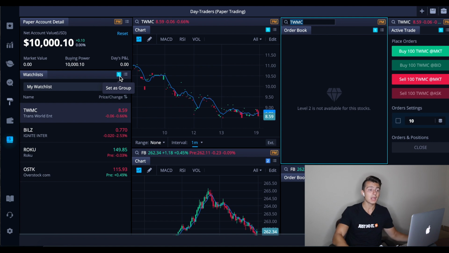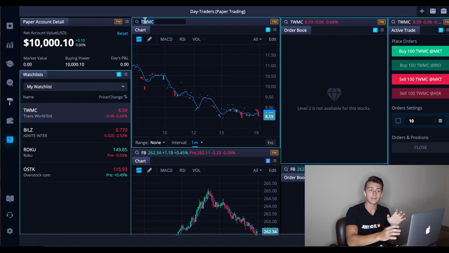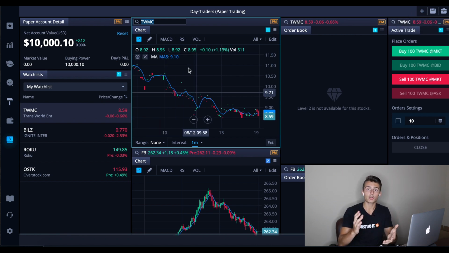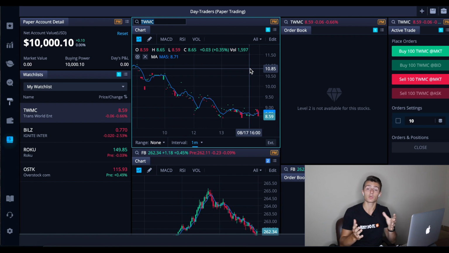Because if all of a sudden you're trying to put in a market buy for 100 shares, and your trading tab is over here, and you're looking at a chart and you change the chart, and the chart's now a different stock than this trading tab, you could make a wrong decision, and that's not something you want to be dealing with.